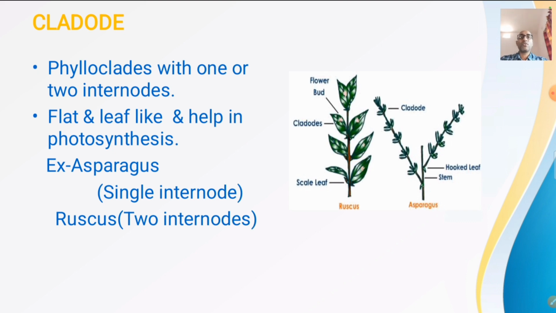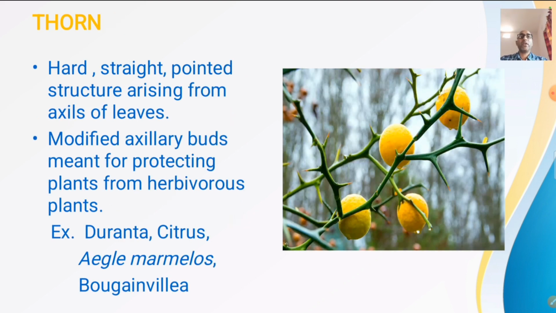Okay, so cladodes are also flat leaf-like structures and they help in photosynthesis. Example is asparagus, where there is presence of a single internode, and another example is ruscus, where there is presence of two internodes. So basically cladodes are nothing but phylloclades with one or two internodes. Okay. Next aerial modification is thorn.